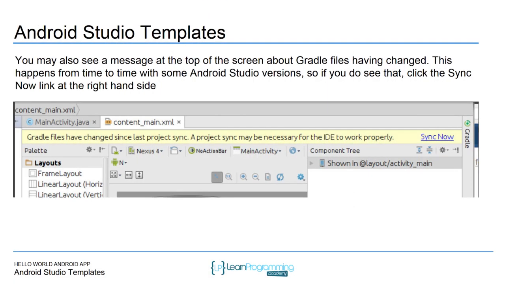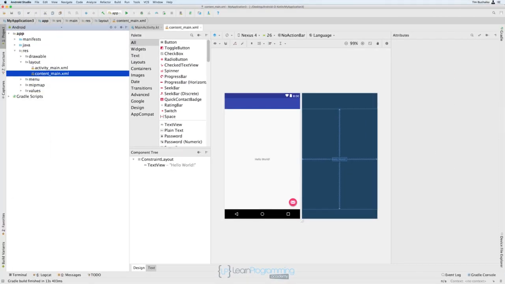Now, by the way, you may also see a message at the top of the screen about Gradle files having changed. This happens from time to time with some Android Studio versions, so if you do see that, click the Sync Now link at the right-hand side as you can see on the screen there. When Android Studio is finished creating the project, you should see main activity and a layout called content_main.xml. We can see them both on the screen up here.